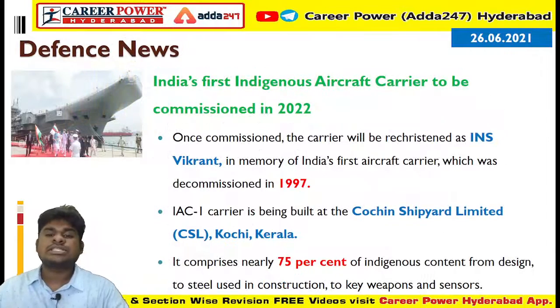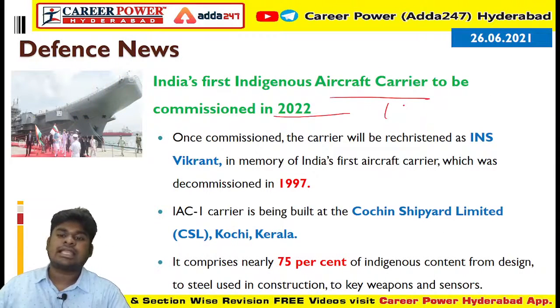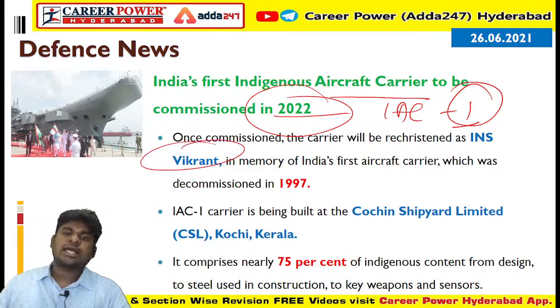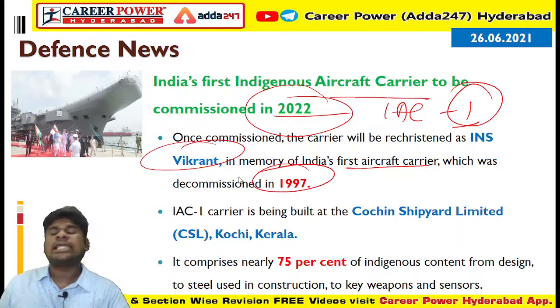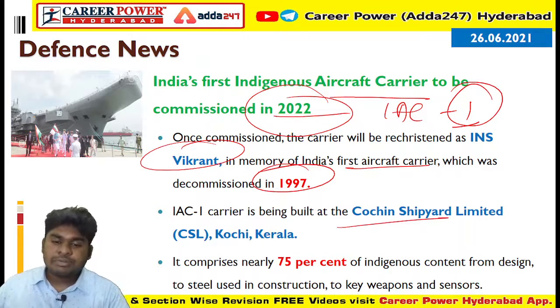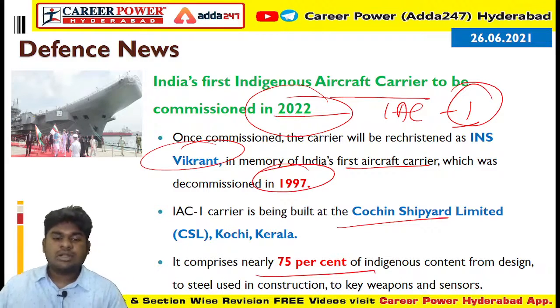The next news is about the indigenous aircraft carrier IAC-1. This indigenous Indian aircraft carrier is to be commissioned in 2022 in the name of INS Vikrant, which was the first aircraft carrier of India, decommissioned in 1997. This aircraft carrier was built by Cochin Shipyard Limited in Kerala. 75% of the ship is indigenous, be it the steel used in it, the weapons, sensors or design, everything is indigenous.